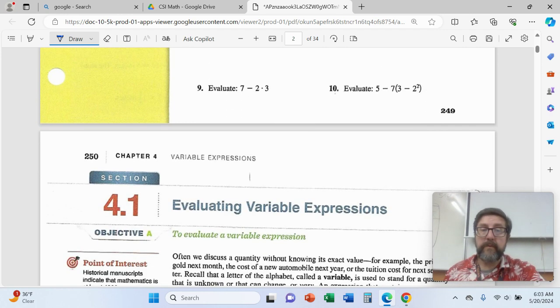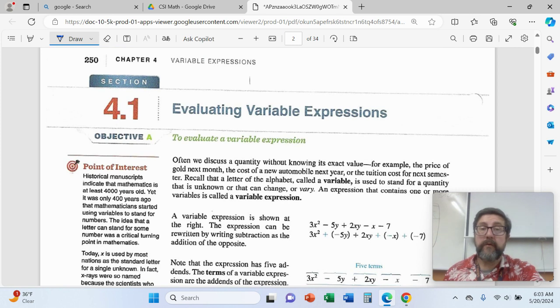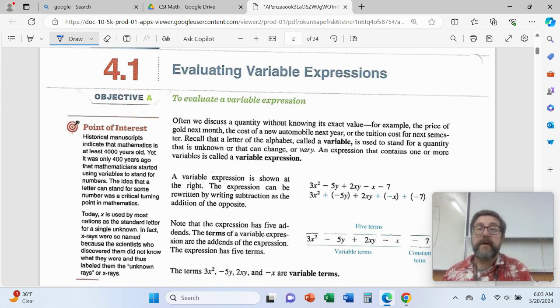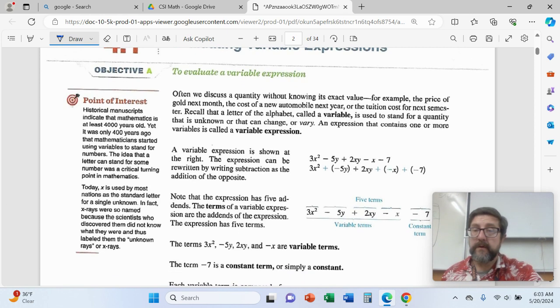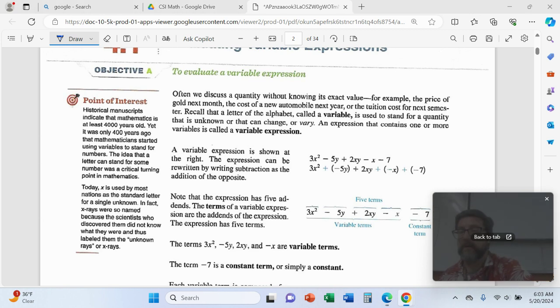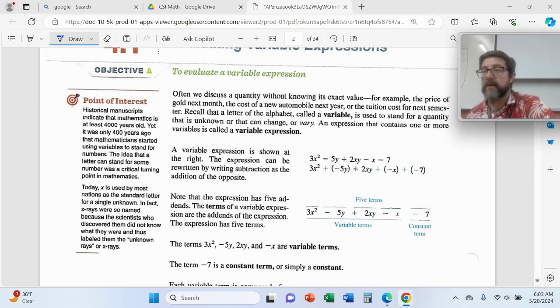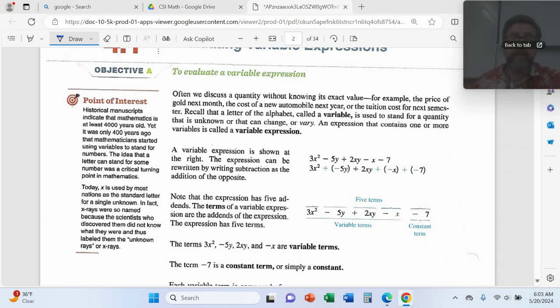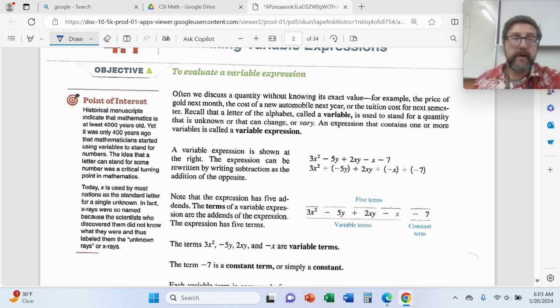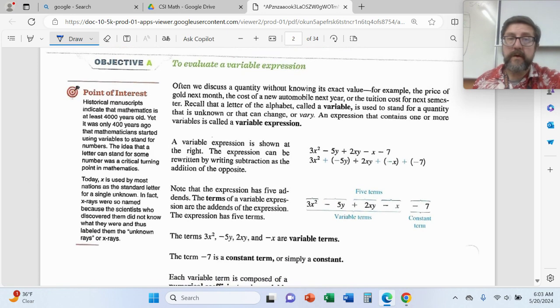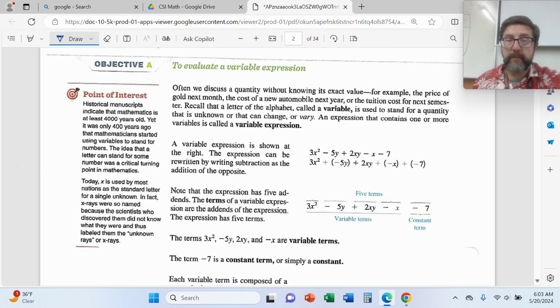All right, we are ready to go on to 4.1, evaluating variable expressions. You guys can pause this and read this all yourself if you want. I will go over this with you.